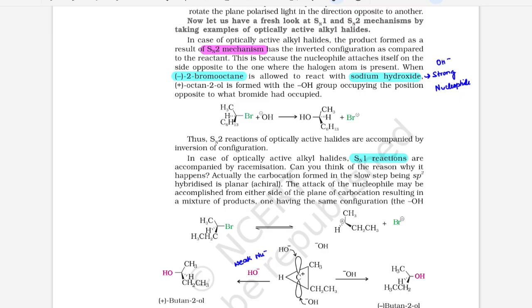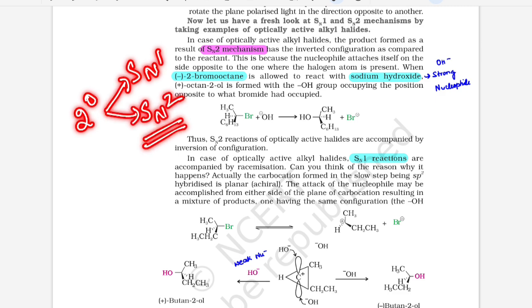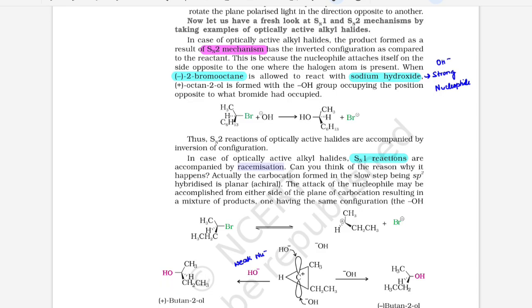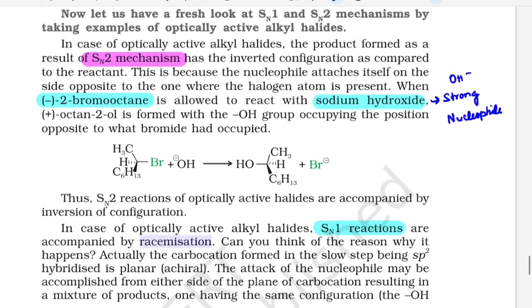So how will you differentiate this? Always remember that if it is tertiary carbon, definitely it will show SN1 mechanism. If it is primary carbon, then it will show SN2 mechanism. If it is secondary, then it can show SN1 or SN2 depending on the type of nucleophile. That is what you have to check. So here both are secondary carbon atoms, but one is showing SN2 mechanism and the other is showing SN1 mechanism depending on the type of nucleophile. I'll show you the difference.